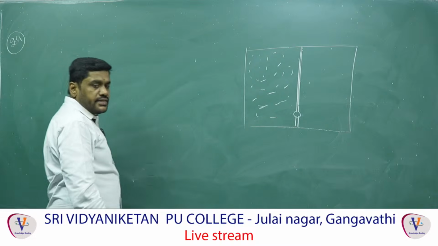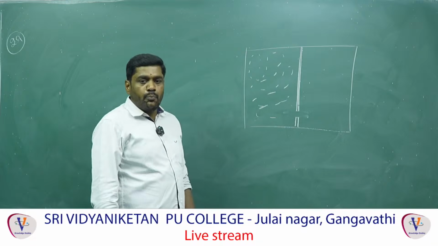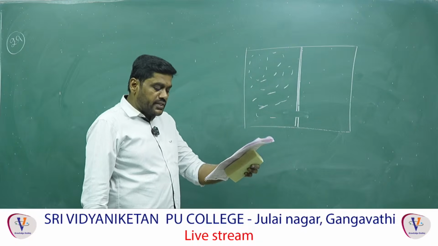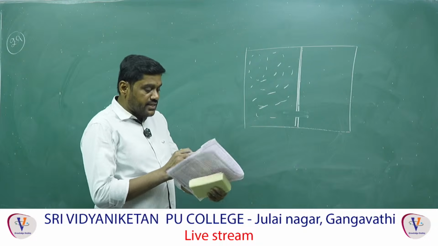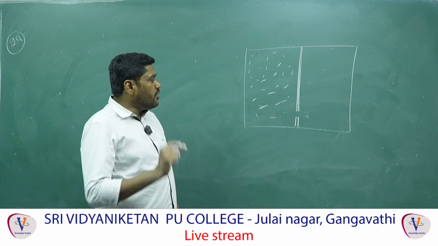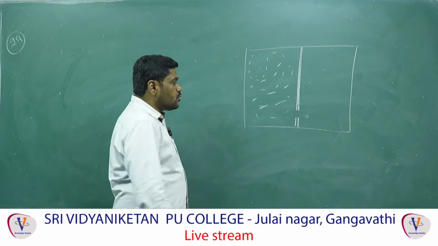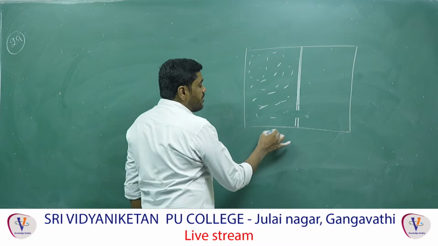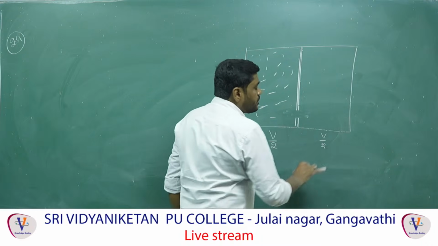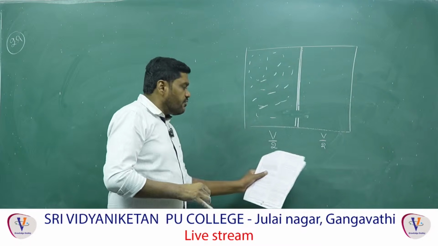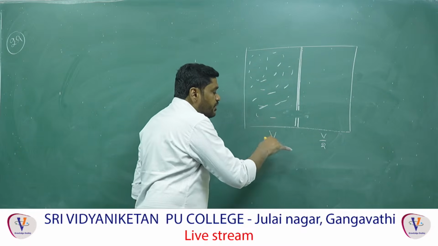Now what did they say? They open this valve. When they open this, the question is what is the pressure and the temperature of the gas after that. So one thing you keep in mind: when it is expanded, this volume I will take as V by 2, and this also V by 2. The total box volume is V. Therefore in this part the gas volume is V by 2.